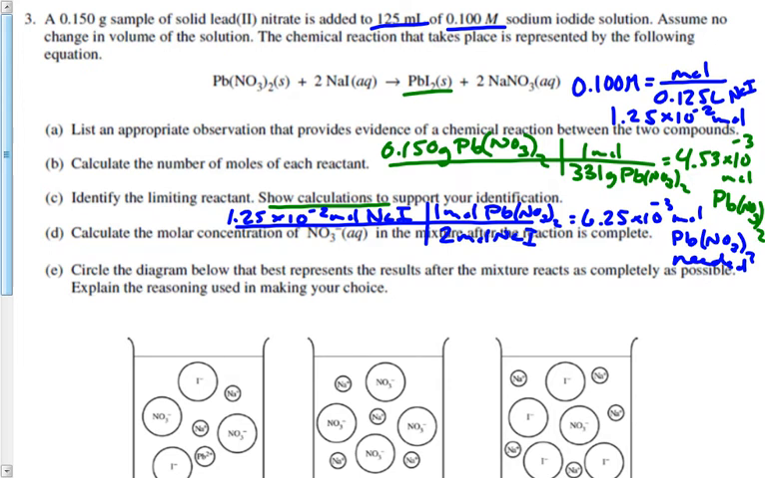Do you have enough? That's how much I need. I don't have enough. I only have that much. If you would have done the other one, it would have said how much NaI you need, and it would have been not as much as that number. Okay? So you have to state it then. PbNO3 is the limiting reactant.